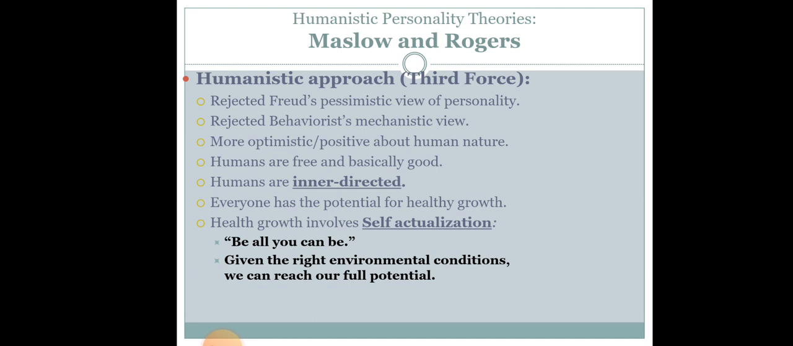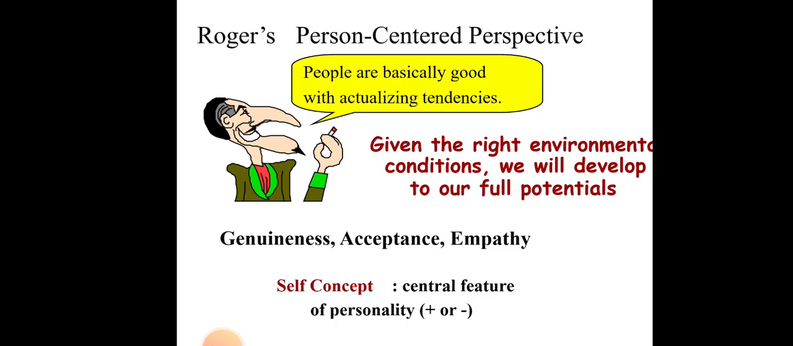Humans are inner directed. Here in the humanistic approach, I'm talking about the inner directed, the unconscious. I'm talking about the free person. They assume that the person is free, and from himself, his nature is good. Everyone has the potential for healthy growth. Healthy growth involves self-actualization. So this means be all you can be. Given the right environmental conditions, we can reach our full potential.